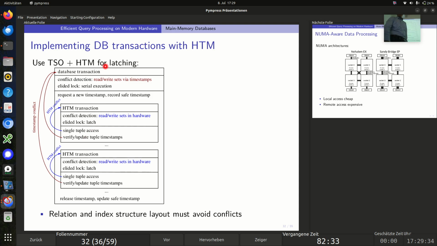Basically, here's another idea. You have a big database transaction, and inside of your database transaction, you use hardware transactional memory. So you can use hardware transactional memory as a building block inside of your database transaction. Just an example, but as I said, I never used it.